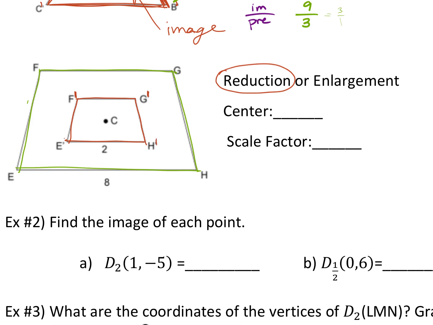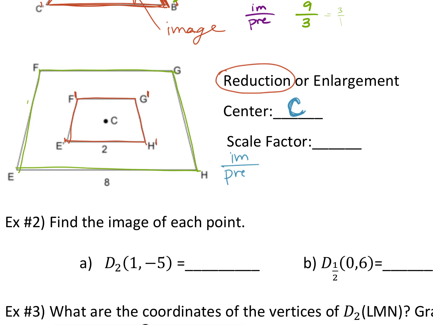The prime is the new one, right? What it became. It's 8 over 2. So what's your center? C. C is the center of dilation. And then your scale factor is what? No, it's 2 over 8, because the image is the new one. 8 over 2. No, image, 2 over 8.